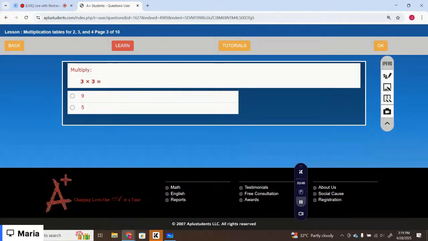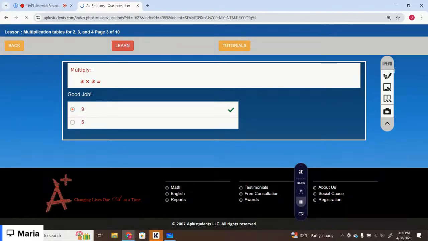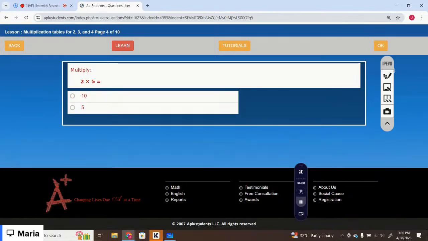3 times 3 equals 3 times 3 is 9. Option number 1 is the correct option. 9 it is. 2 times 5, which is the correct option. 2 times 5 is 10. Option number 1 is the correct option. That is 10.